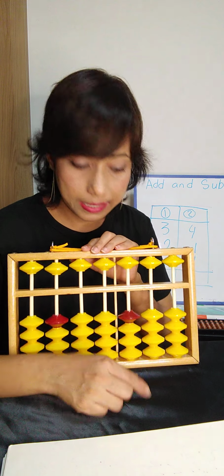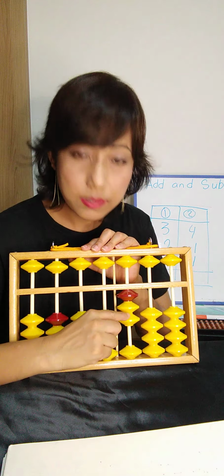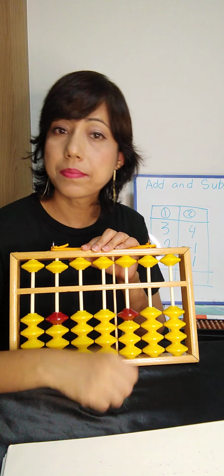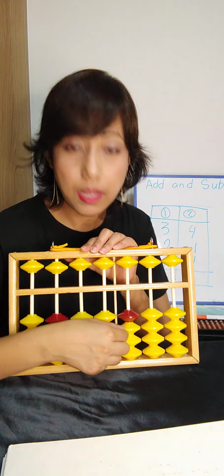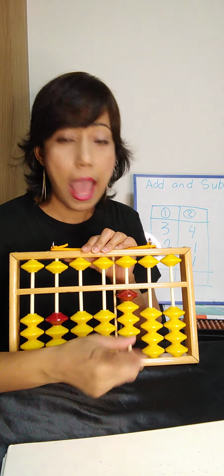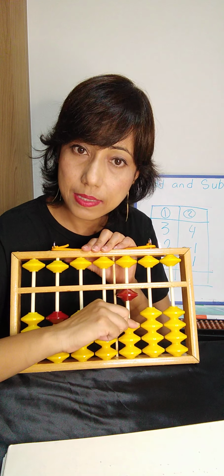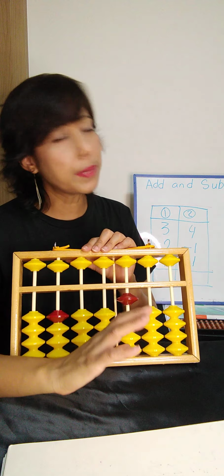First place 3 and minus 1 and minus 2. Answer is 0. Next, number 4: plus 2, plus another 2, and reduce 3, minus 3. Answer is 1. This is very simple, you know.